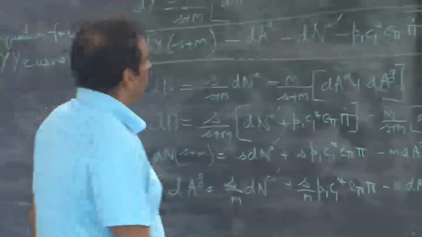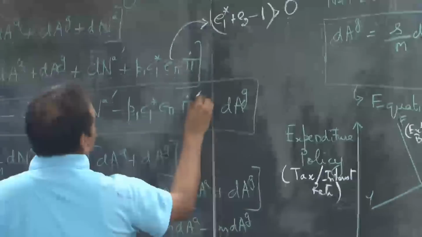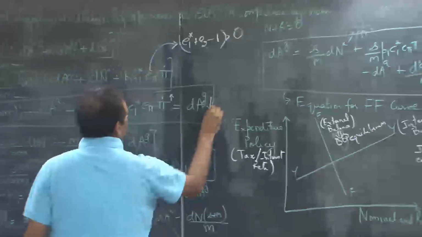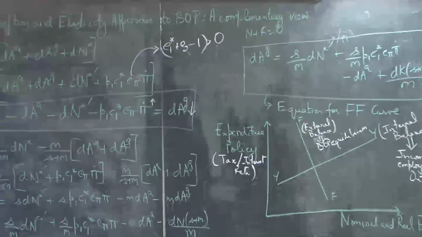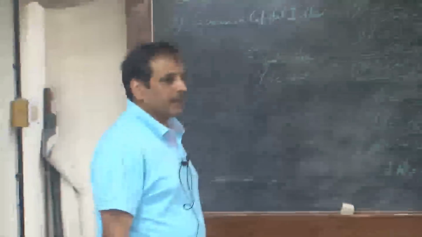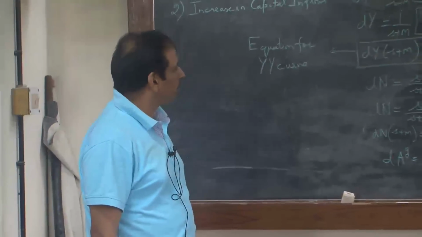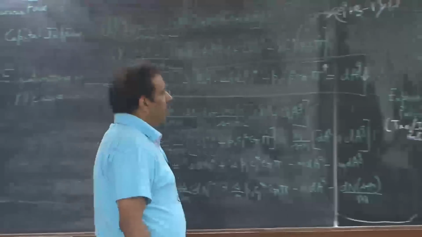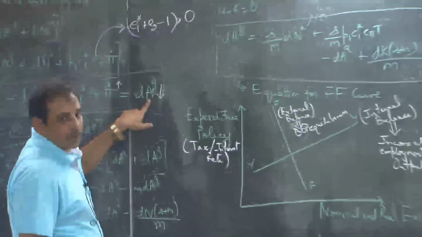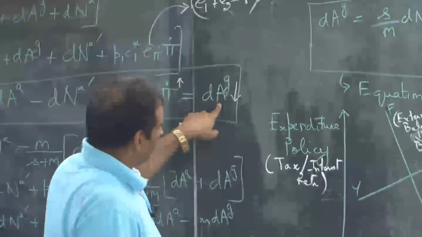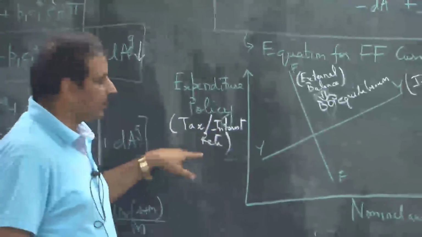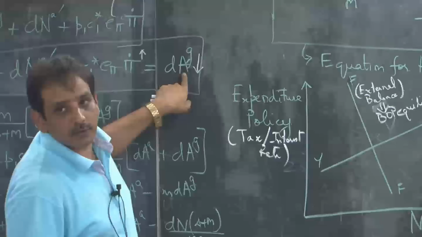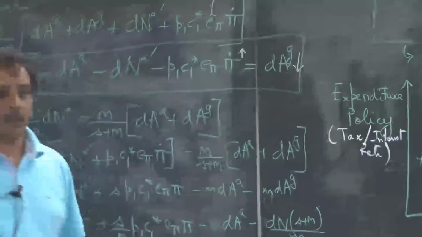So say for example, if there is a depreciation of the currency, you need reduction in policy induced expenditures to maintain internal balance. So when I say reduction in policy induced expenditures, it means that the tax rate or interest rate should be raised to reduce the policy induced expenditures.